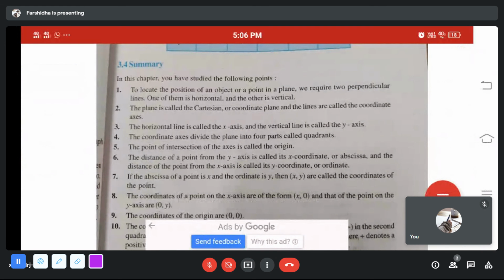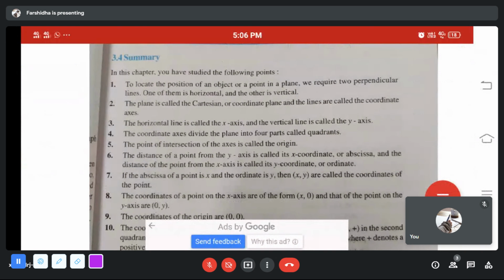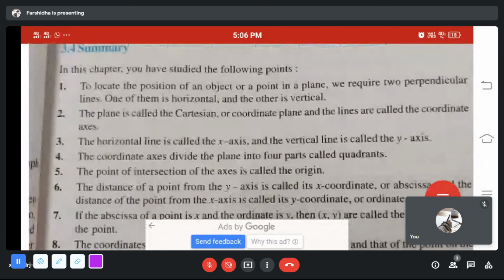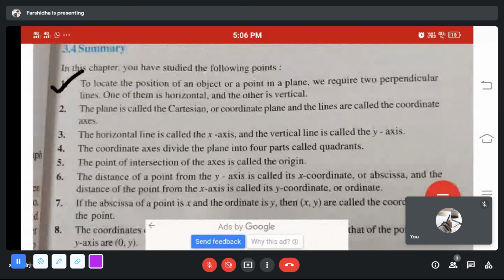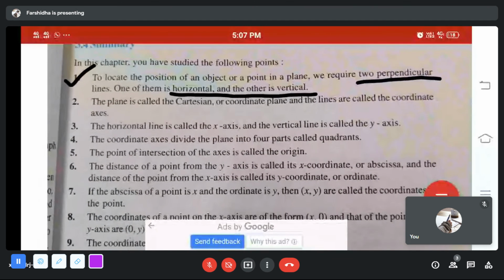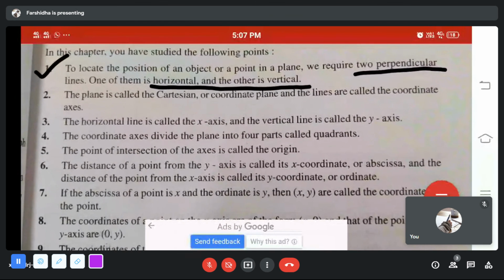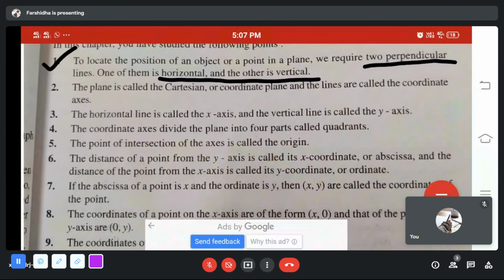Okay. Now your summary part of this chapter. In this chapter, you have studied the following points. First one, to locate the position of an object or a point in a plane, we require two perpendicular lines. One of them is horizontal, another one is vertical. I have already told you. Vertical line is called y-axis, horizontal line is x-axis.